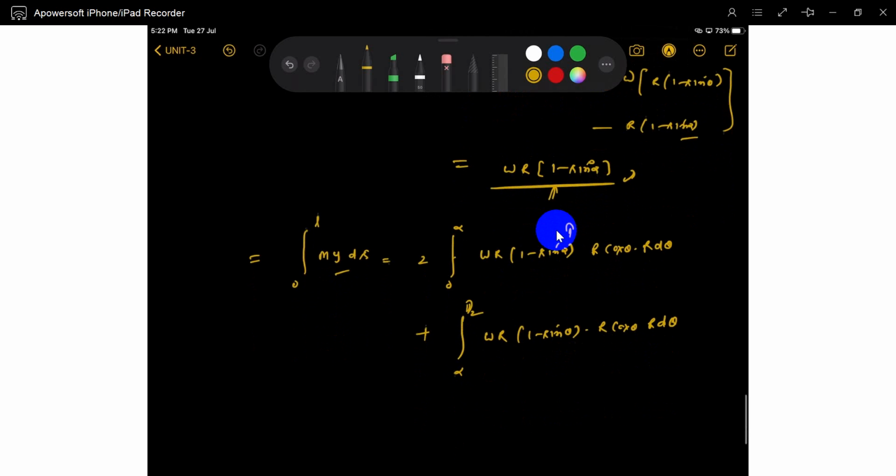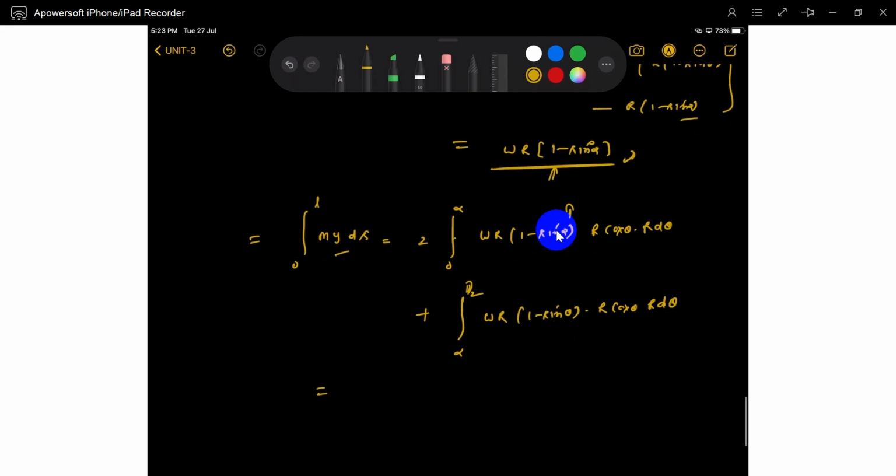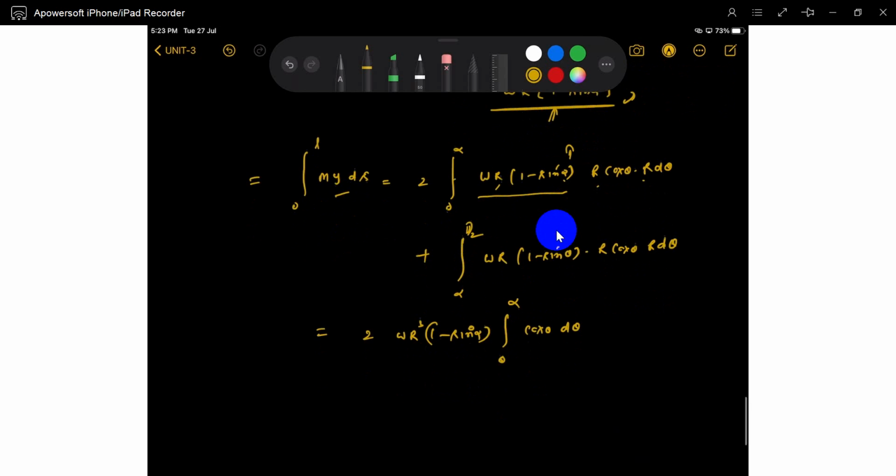That's it. We have to do first this thing. Bottom we already know it. Can you do it? 0 to alpha. See, this value is constant. You already know alpha is constant, so 0 to alpha, no need to write it. If you want it, w r cube, r cube 1 minus sin alpha. Alpha is fixed. 0 to alpha, what will happen? Cos theta d theta, that thing is remaining.